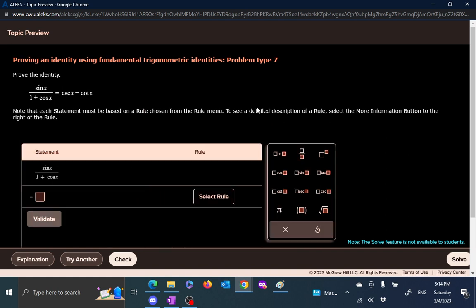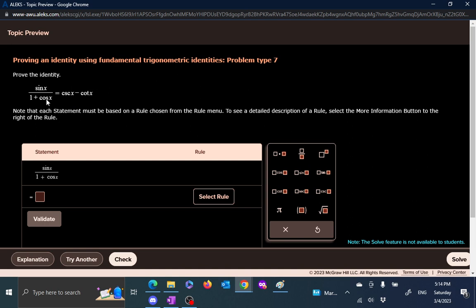So what do we see here? Let's see how our decision procedure is made. How do I show that sine over 1 plus cosine is the same as cosecant minus cotangent? We need to have a look ahead of where we are going. We look at the right hand side. I see this is 1 over sine. This is cosine over sine. So the right hand side has a sine in the denominator. How can we create a sine in the denominator?